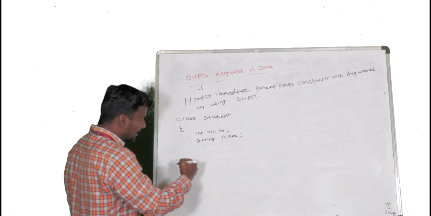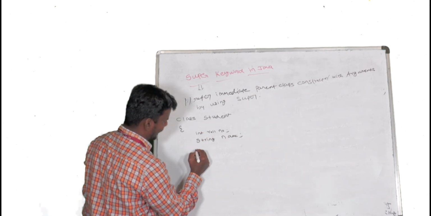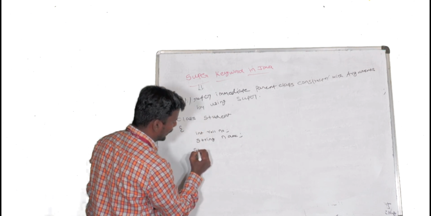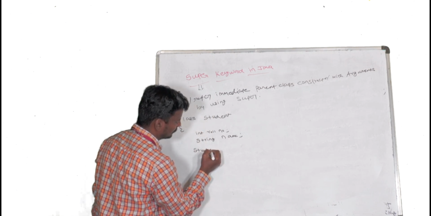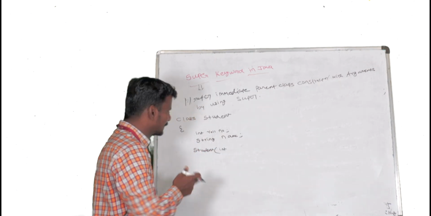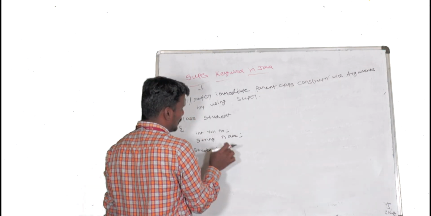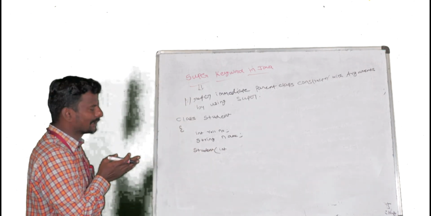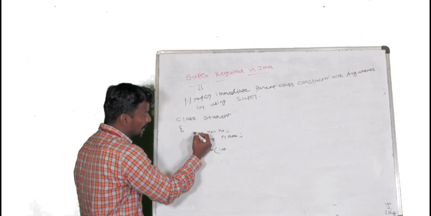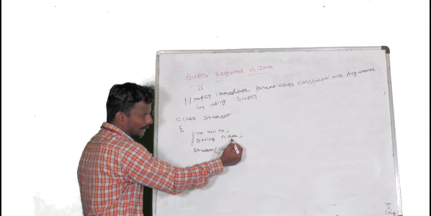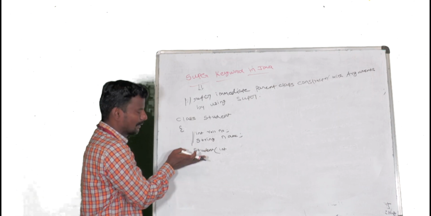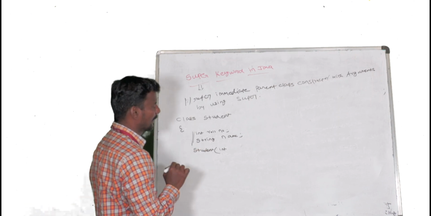Next I have to define one constructor using the class name, Student. Here I have to pass some parameters. We already know the purpose of constructors: they are used to initialize the values of member variables. Here we are using two member variables, roll number and name, and we initialize them with the help of the constructor.